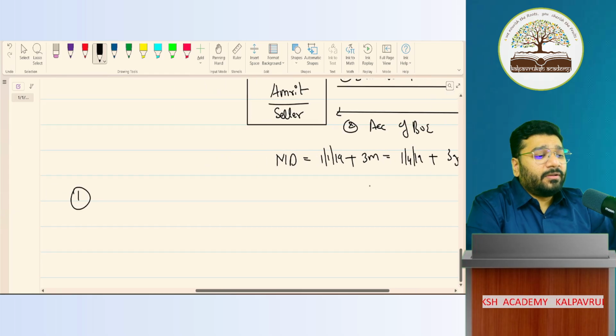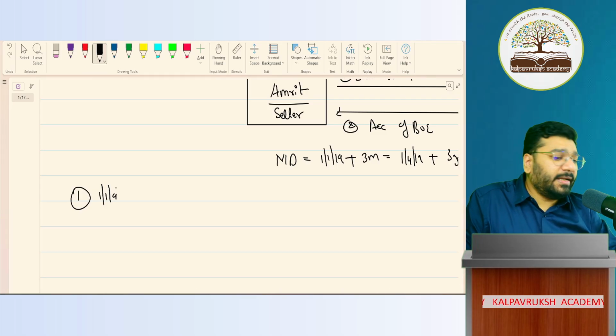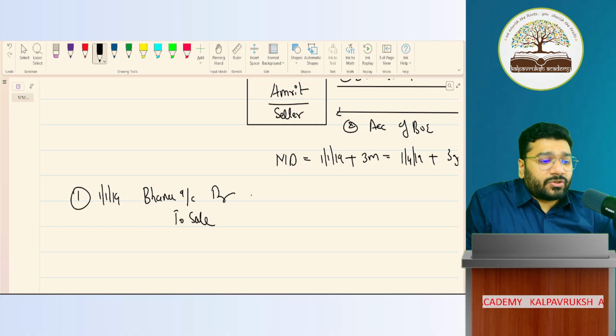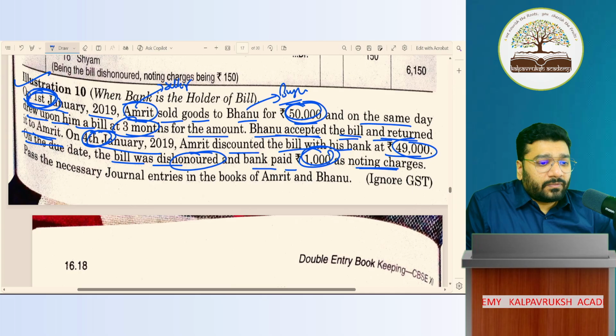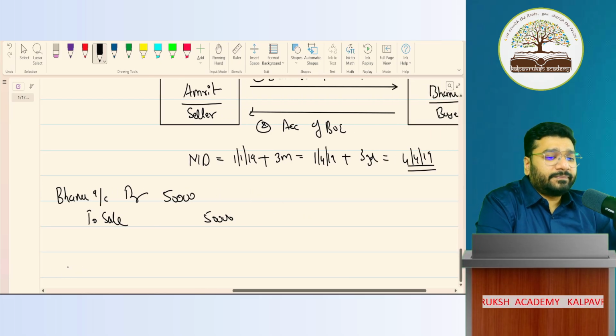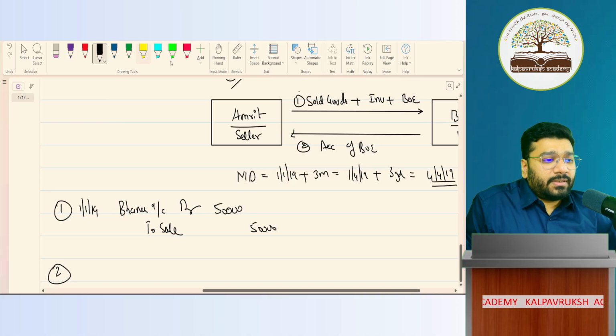Now, on the date of sale, what is the date of sale? 1/1/19. Tell me the entry for sale. Banu account debit to sale. How much? 50,000. Okay. Then what is the second transaction? Sale entry over. Next is bill acceptance entry.